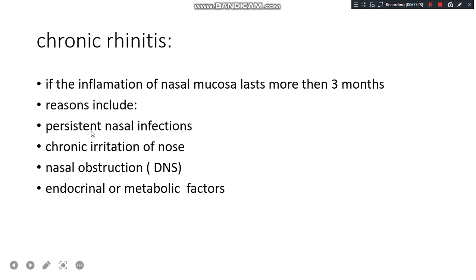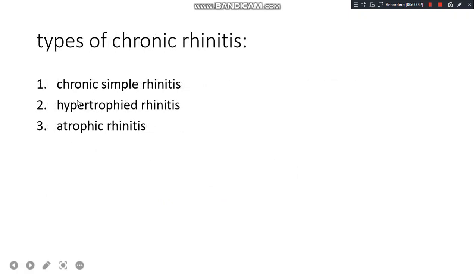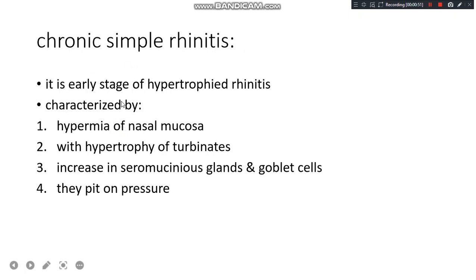If there is persistent nasal infection, or something is irritating your nose chronically, or nasal obstruction like DNS, or we have endocrinal or metabolic factors. Now let's talk about the types of chronic rhinitis. We have chronic simple, hypertrophic and atrophic rhinitis. So the chronic simple rhinitis is a very early stage of hypertrophied rhinitis, which is characterized by hyperemia of the nasal mucosa. That means your nasal mucosa will appear red with the hypertrophy of turbinates and increase in the seromucinous glands and the goblet cells.